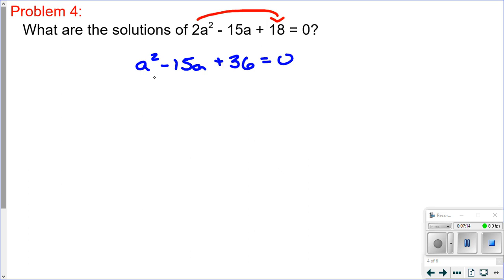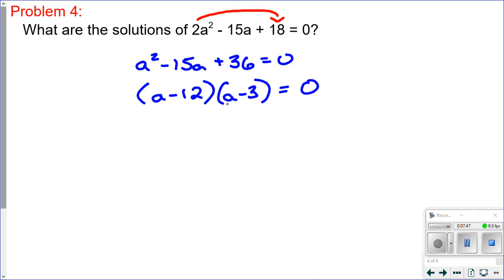So you just want to start going through the factors of 36 and try to come up with a pair that if you add them together, it'll make 15. In this case, it's going to be negative 12 and negative 3. So this is going to factor to (a - 12)(a - 3) = 0. The order of these doesn't matter, so you could have the a minus 3 first, but you can't have 12 minus a. That doesn't work.